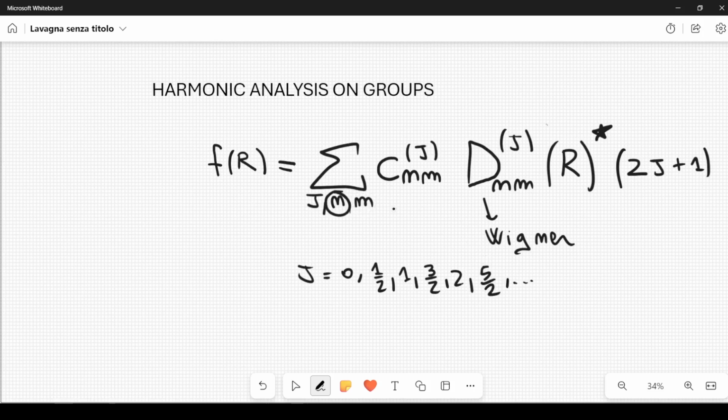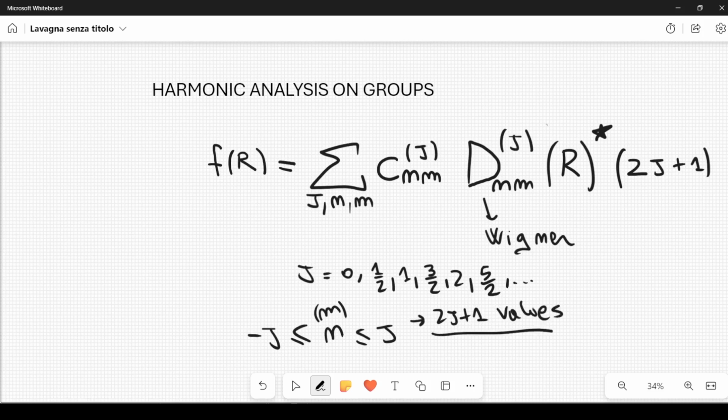Whereas these numbers, n and m, they are both contained in the interval minus j to j, and they also take half integer values. So n and also m, the same is true for m, take 2j plus 1 values, and this is related to this constant, but I will explain this factor later. It's related to the dimension of these matrices. You can see that each of these indices can take 2j plus 1 values.